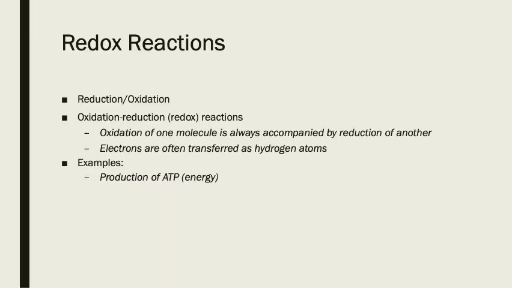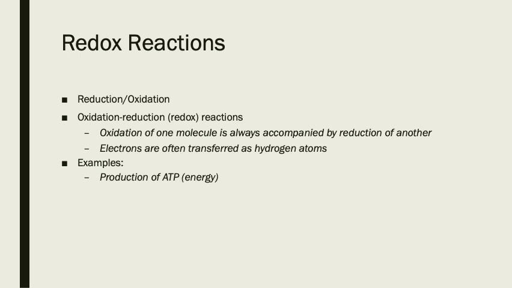Another type of chemical reaction that occurs in our body frequently are redox reactions. So these are reduction and oxidation reactions. And it's called redox because the reduction and the oxidation happens at the same time. So in a redox reaction, one thing is oxidized and the other thing is reduced. So electrons are transferred from one thing to the next, and they usually are transferred as hydrogen atoms.